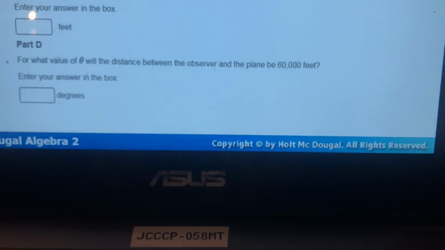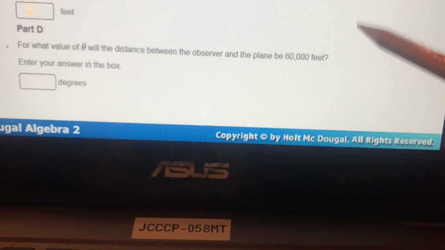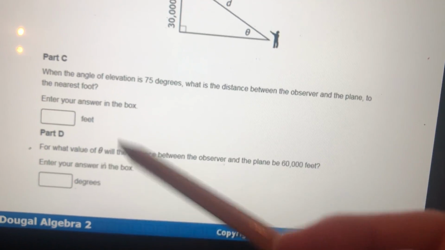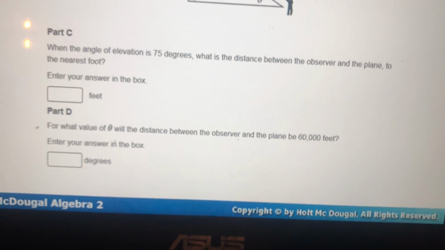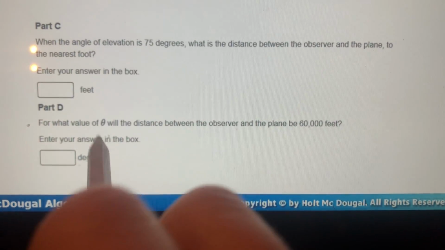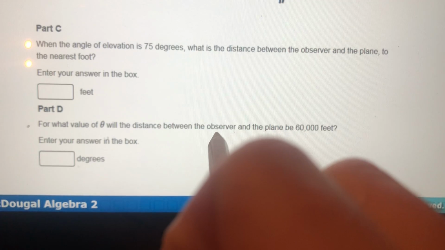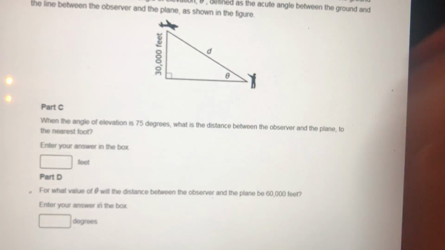Okay, so part D is, for what value of theta, meaning for what angle, will the distance between the observer and the plane, which is D, be 60,000 feet? So what do I have to do whenever I'm looking for the angles? You're all going to say inverses, right? Whenever I'm looking for an angle, that's when I need to use my inverses. So at what angle will this D be 60,000?